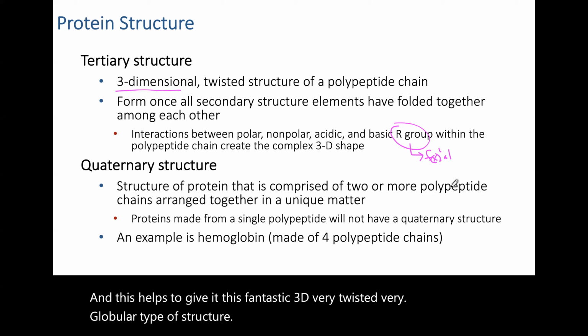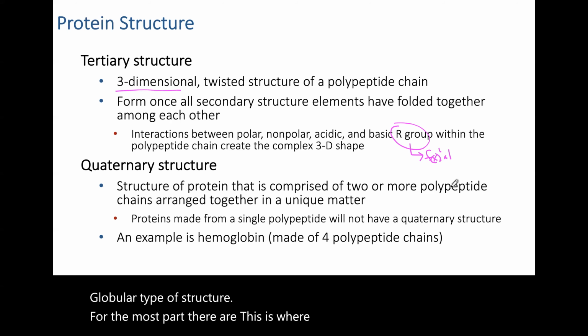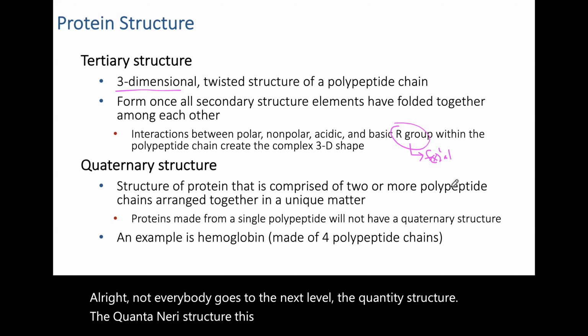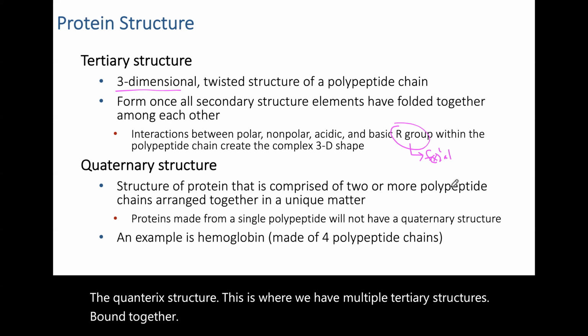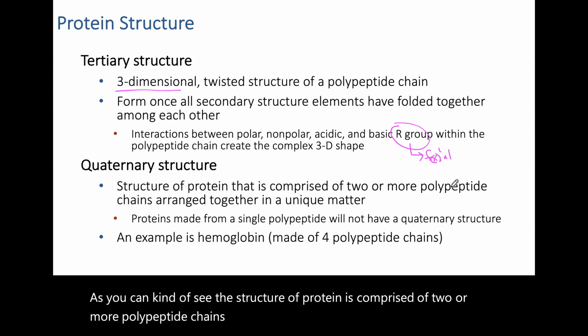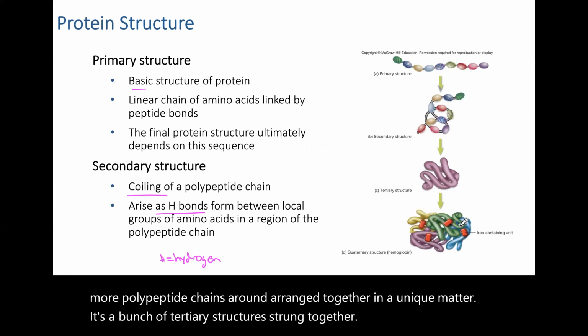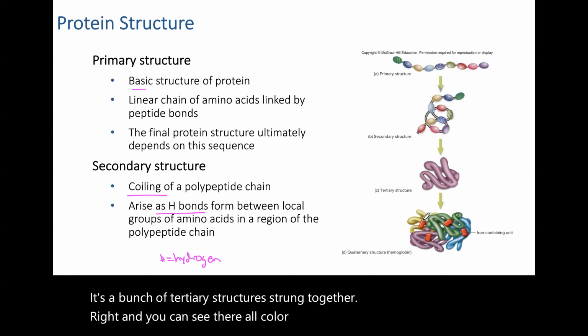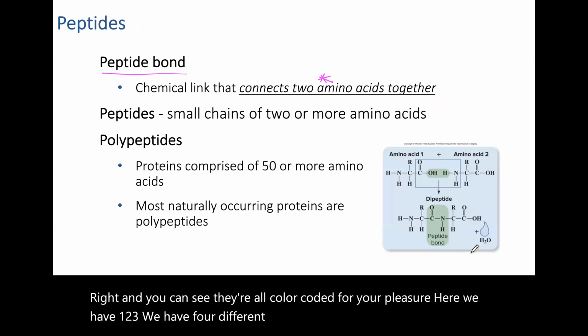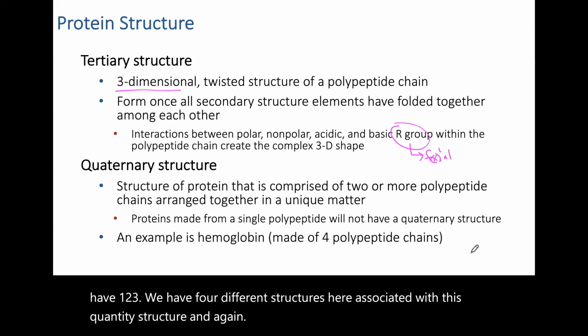For the most part, this is where proteins stop. Not everybody goes to the next level, the quaternary structure. The quaternary structure is where we have multiple tertiary structures bound together. As you can see, it's a structure of a protein comprised of 2 or more polypeptide chains arranged together in a unique manner. It's a bunch of tertiary structures strung together. You can see they're all color-coded for your pleasure here. We have 1, 2, 3, 4 different structures associated with this quaternary structure. And again, not everybody gets to this level.